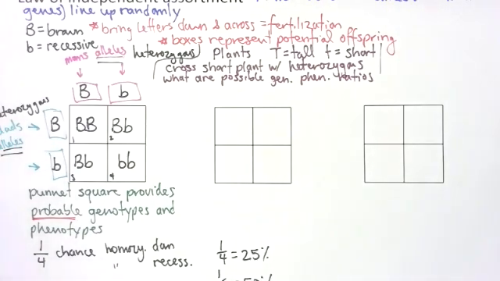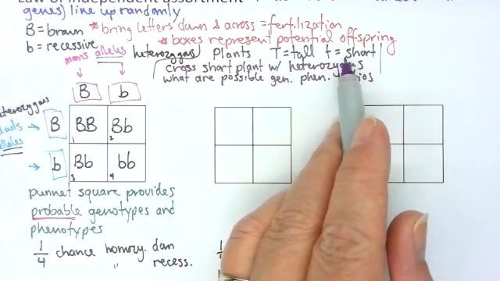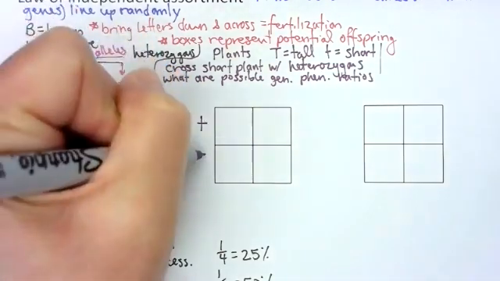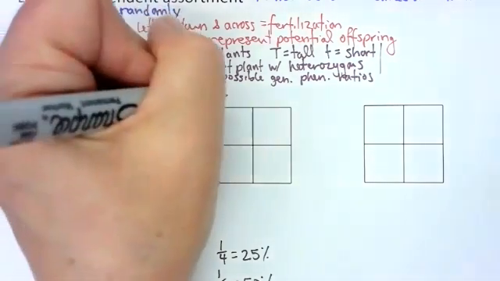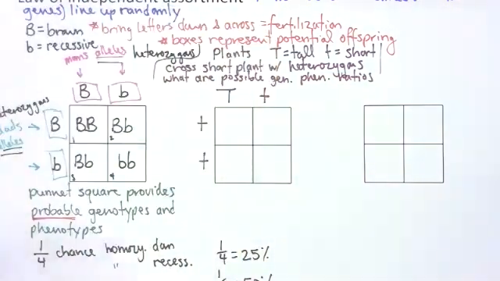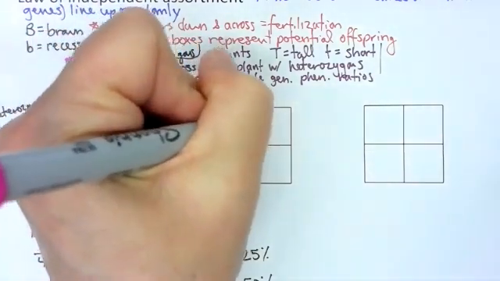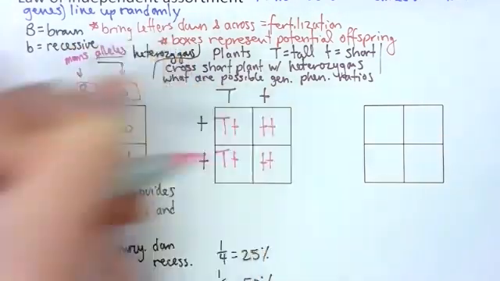Okay, welcome back. So if we are a short plant, that means we have to be homozygous recessive. And with plants, we really don't have a mom or dad, so it doesn't matter where we put them. And if we are heterozygous, that means that we have both a tall gene and a short gene. So when I do the cross, I'm going to carry this capital T down and bring the lowercase t over. I'm going to bring the two lowercase t's down. Got capital, lowercase, lower, lower.